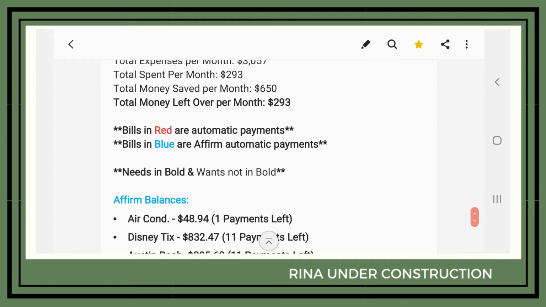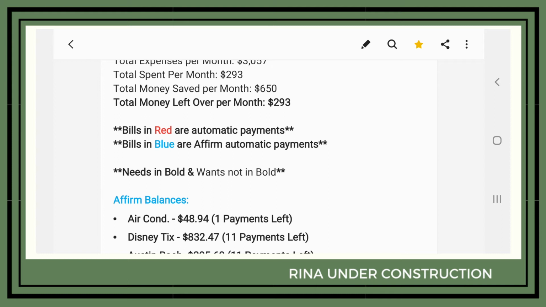So here's what I was talking about for people who are colorblind or not. That's why I have some in red and blue and some are bold and not. All the bills that are red are my automatic payments. That means that I signed up for auto pay, and if something's due on the 16th, it's automatically coming out of my account on the 16th, and I'm expecting that.